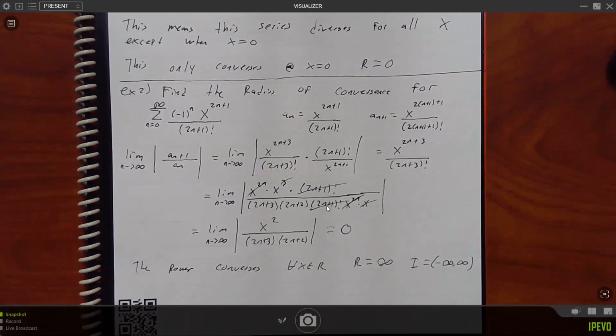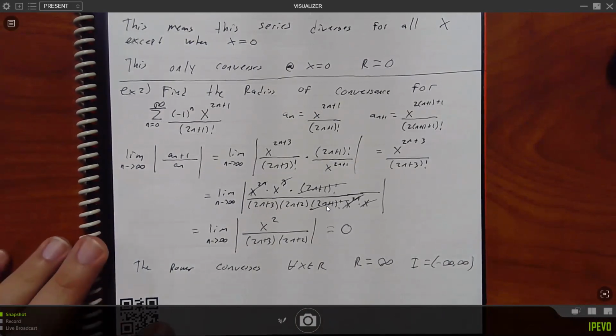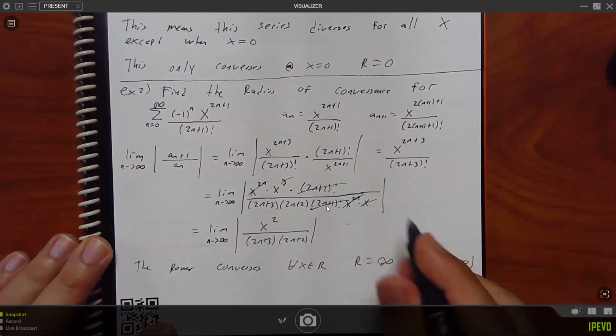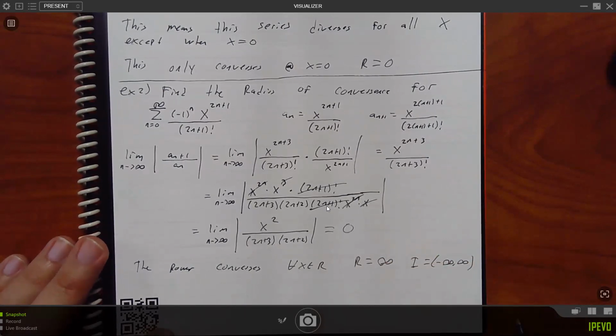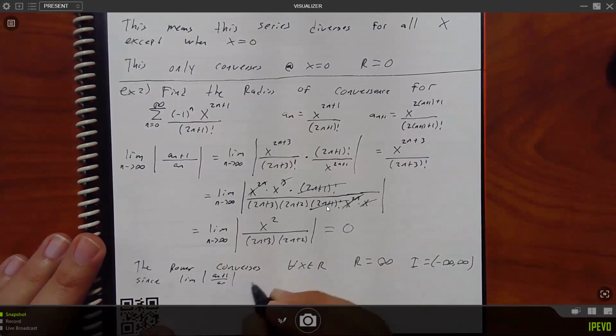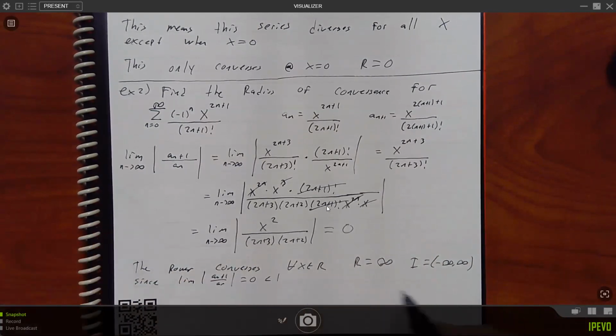So we're using the ratio test. Technically, I should show a little extra step here. Well, I can say it down here. Since the limit of a_{n+1} over a_n is equal to 0, which is less than 1, then that's why it converges, by the ratio test. Any questions on number 1 or number 2?